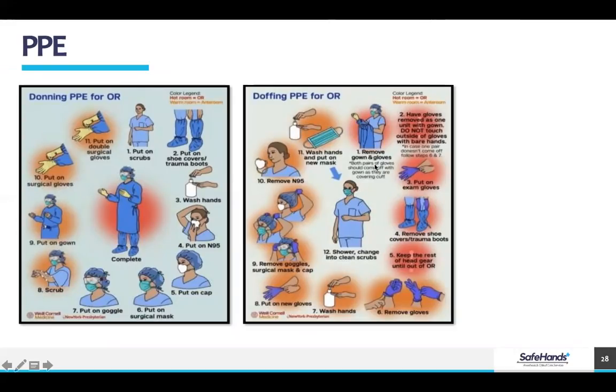Doffing: first remove the gown and gloves, then put on the examination gloves, then remove the shoe cover, gumboots, keep the rest of the hand gear until out of the ward. Remove the gloves, use hand sanitizer, wash your hands, then put on new gloves, remove the goggles, surgical mask, remove the N95 mask, and wash your hands. Then use a sterillium at the end of removal of all the PPE kit.